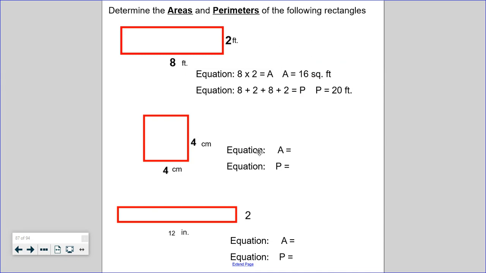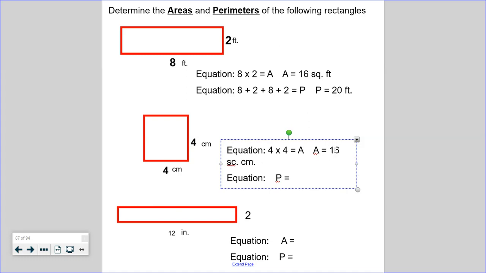Okay, so now let's take a look at this one. This is the one we did on the other page. So the equation for area is 4 times 4 equals the area. And the area, of course, is 16 square centimeters. And the equation for the perimeter, kind of the same thing, isn't it? 4 plus 4 plus 4 plus 4 equals the perimeter. And so the perimeter equals 16 centimeters. All right, nice work.